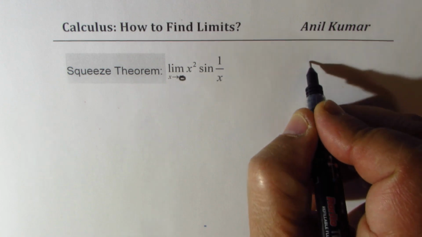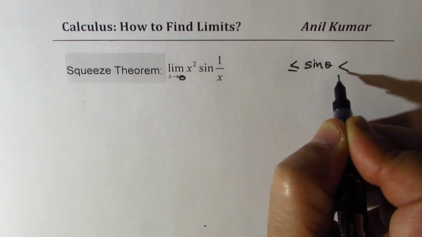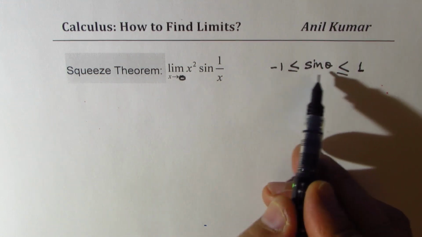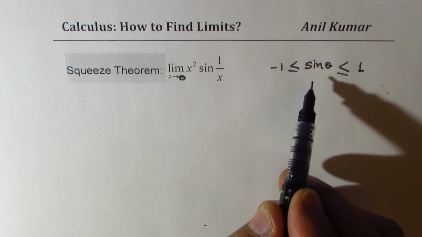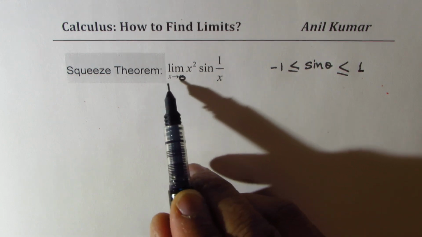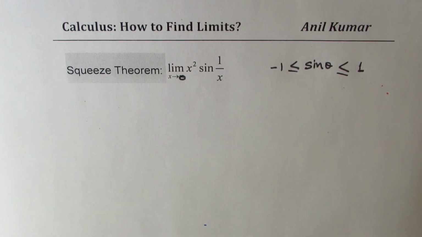Now as you know, the value of sine theta is always between plus and minus 1, correct? Somewhere in between. Now in this particular case, we could use this property to find the limit by squeezing the value as x approaches 0. That's the whole idea, right? So let's see how to do it.